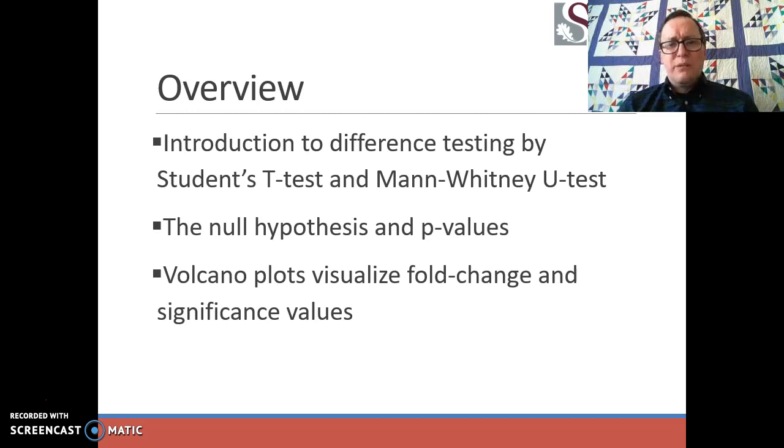We're going to talk a little bit about the null hypothesis and its relationship to p-values. These are terms that frequently cause people some distress, so we'll try to walk through them carefully. And finally, we're going to talk about volcano plots. They're a way to visualize fold change and significance values that come from these difference tests.